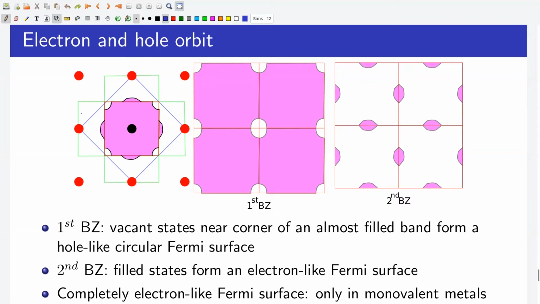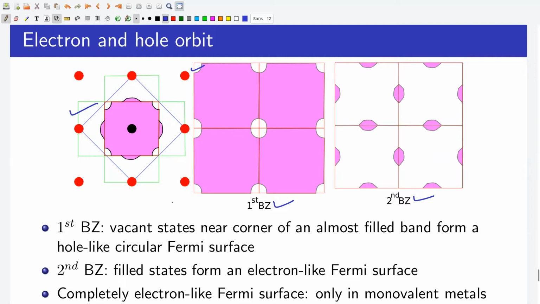This is how it looks in the extended zone scheme. Part of the Fermi surface lies in the first Brillouin zone and the rest of it in the second Brillouin zone. If we repeat periodically in reciprocal space, this is how it looks in the first Brillouin zone, and this is how it looks in the second Brillouin zone. Clearly, there are vacant sites near the corner of an almost filled band. As a result, we get a hole-like Fermi surface in the first Brillouin zone.